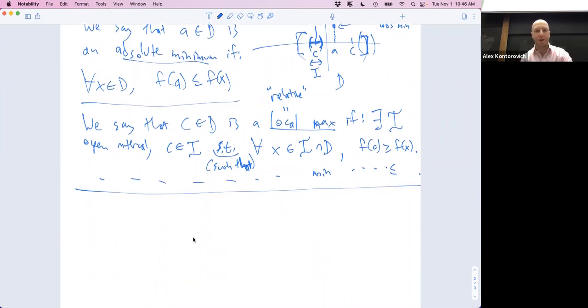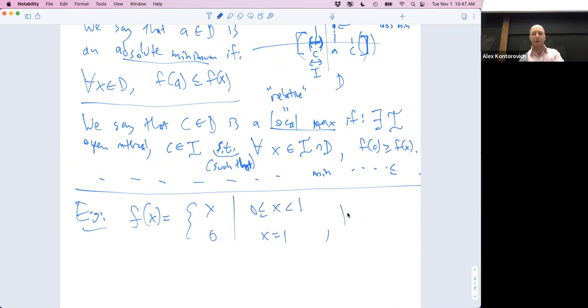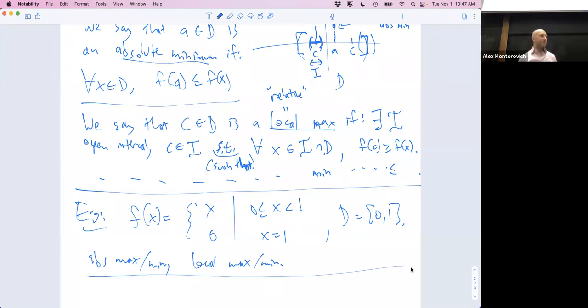Let me give you a couple more examples. So here's an example. Function f, which is defined to be x on 0 to 1, and then 0 when x is equal to 1. So the domain of the function is the closed interval 0, 1. Take 2 minutes and tell me its absolute max and min, and its local max and min. Okay, take 2 minutes, figure this out, and tell me what you find.